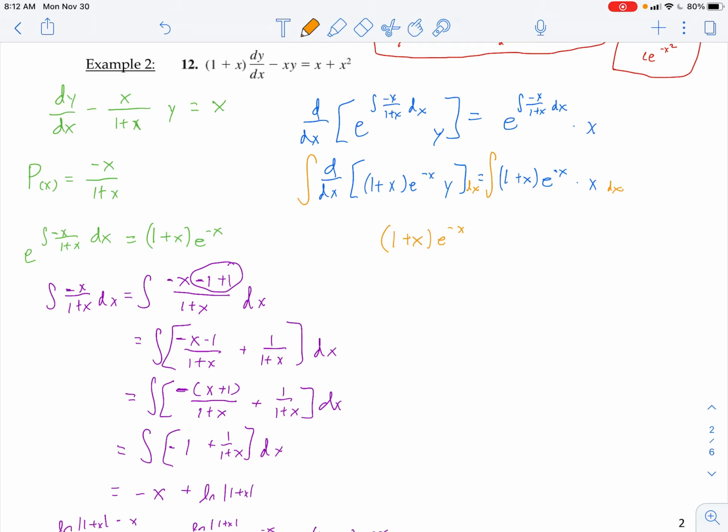Then on the right-hand side, to make it pretty easy, I'm going to multiply 1 times x, so x e to the negative x plus x squared times e to the negative x. Now, I've got to integrate this.